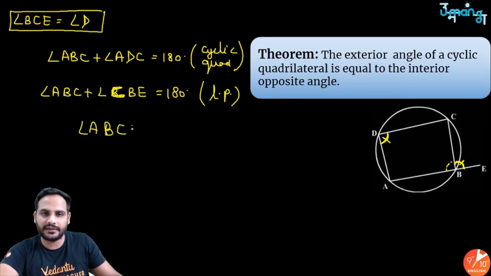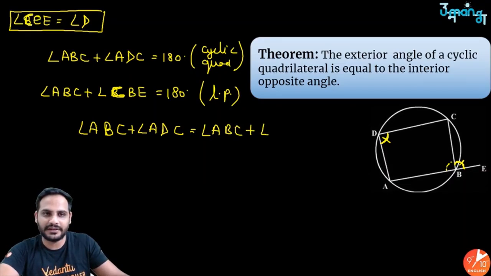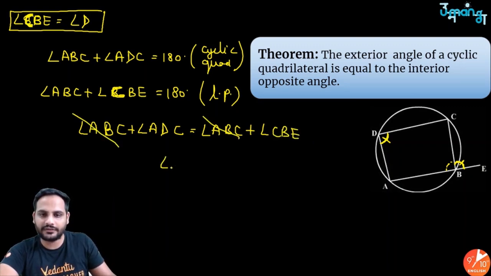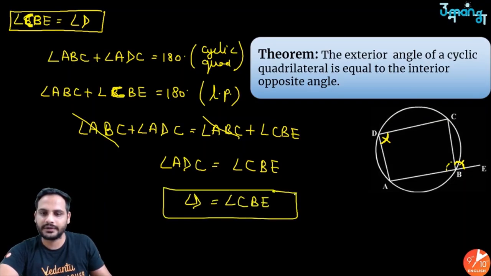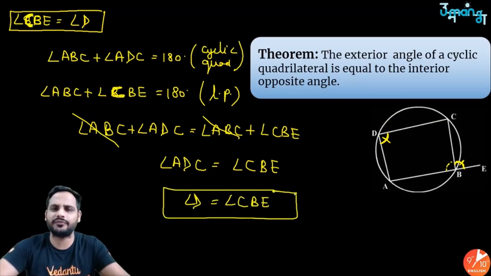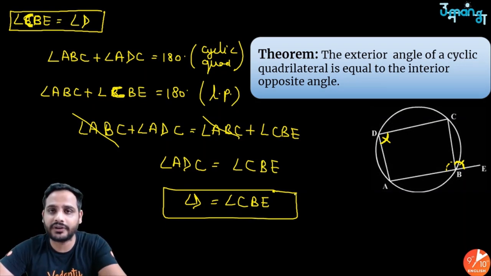So angle ABC plus angle ADC is equal to angle ABC plus angle, oh, I have written it wrong over here. CBE it is. This part is written wrong. Plus angle CBE. You can see ABC and ABC got cancelled. So angle ADC is equal to angle CBE. Angle ADC is nothing but angle D, which is equal to the exterior angle. Very easy theorem, very easy proof for it. So this is the exterior angle theorem for a cyclic quadrilateral.